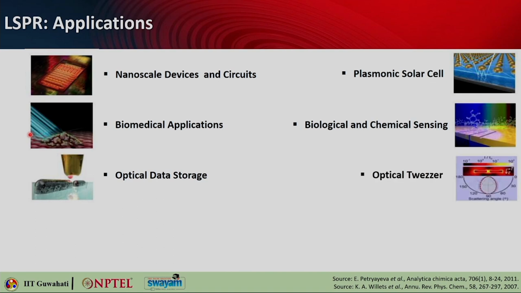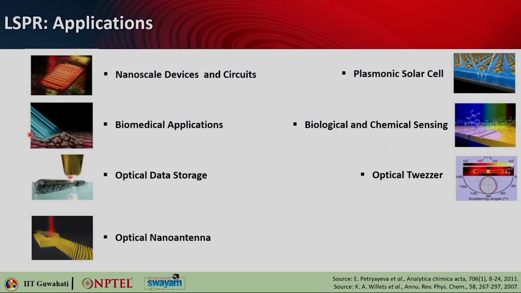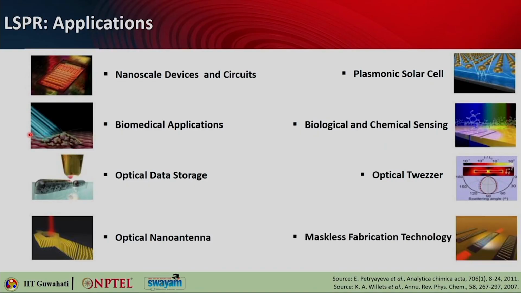You can use this force on single atoms to drag them somewhere in the near field. So, you can use them as optical tweezers. They can be used as directional nanoantennas, as we have seen in the previous lecture. You can also use them for maskless fabrication technology. Like if you have to make a metallic wire, instead of using a mask, you can line up nanoparticles and then shine light, and those nanoparticles at resonance will absorb that light, get heated up, and melt, and that will give rise to a wire. So, that is maskless fabrication technology.